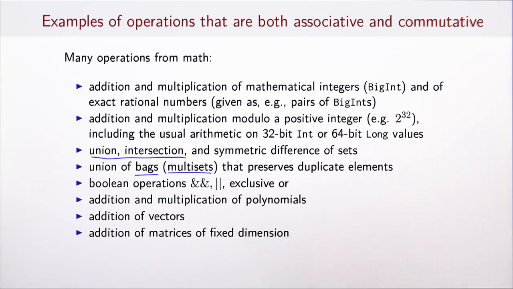In logic, Boolean operations such as conjunction, disjunction, or exclusive OR are also both associative and commutative. Furthermore, operations on structured objects such as polynomials have also commutative and associative addition and multiplication. Addition of vectors is furthermore associative and commutative, and so is addition of matrices of some fixed dimension.